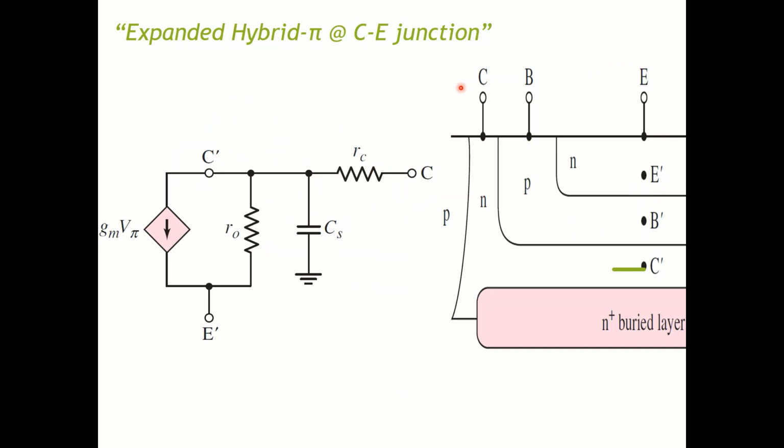Next, we have the expanded hybrid pi model for the CE junction. Even though it's not actually a junction because the regions are not neighboring each other, there's still some junction effect in here, and as a consequence, you can have some resistance and capacitance from the junction. So let's see what's going on in this hybrid model.